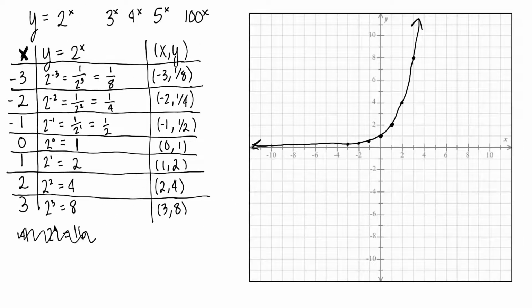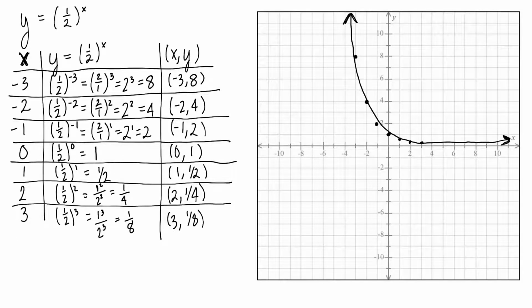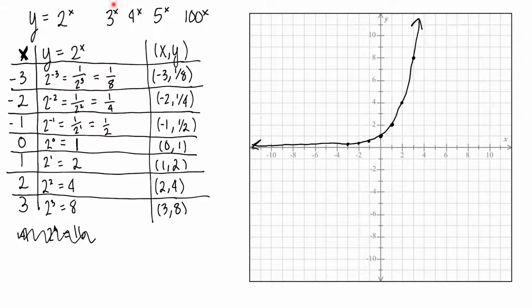So just kind of compare and contrast real quick. They flip, right? When your base is between 0 and 1, you're going to get a graph where it's big on the left side and small on the right side. If your base is greater than 1, so 2, 3, 4, 4.5, 5, 25, 25 and 3/4, anything greater than 1 is going to give you a graph where it's small on the left and big on the right.